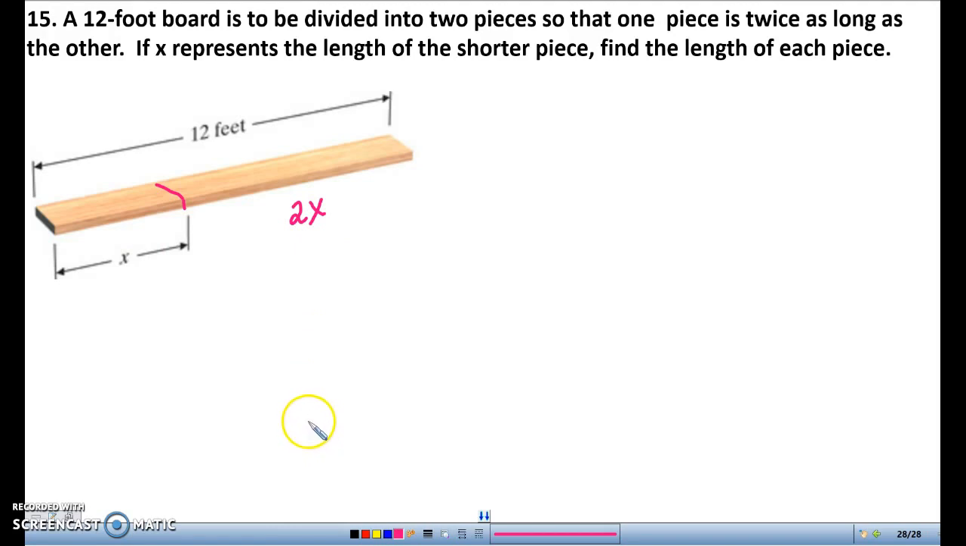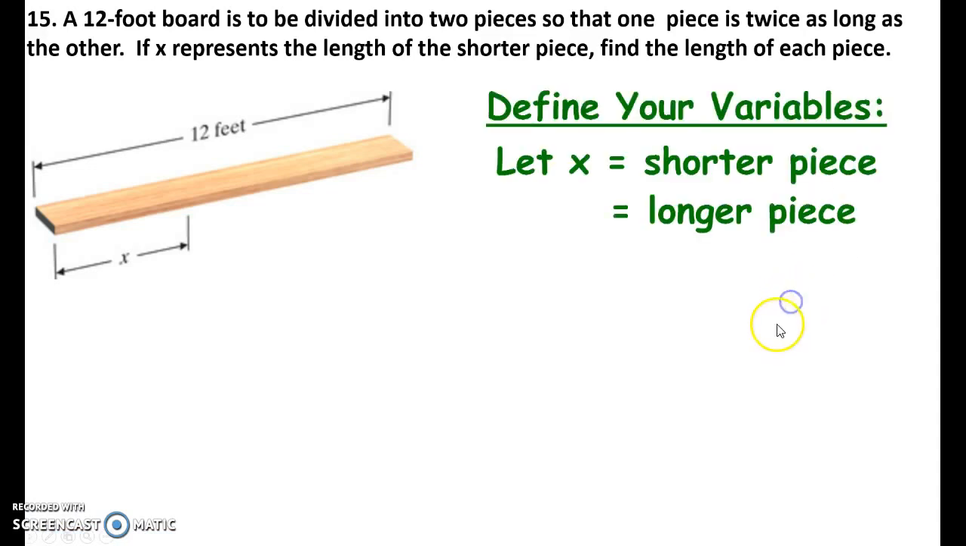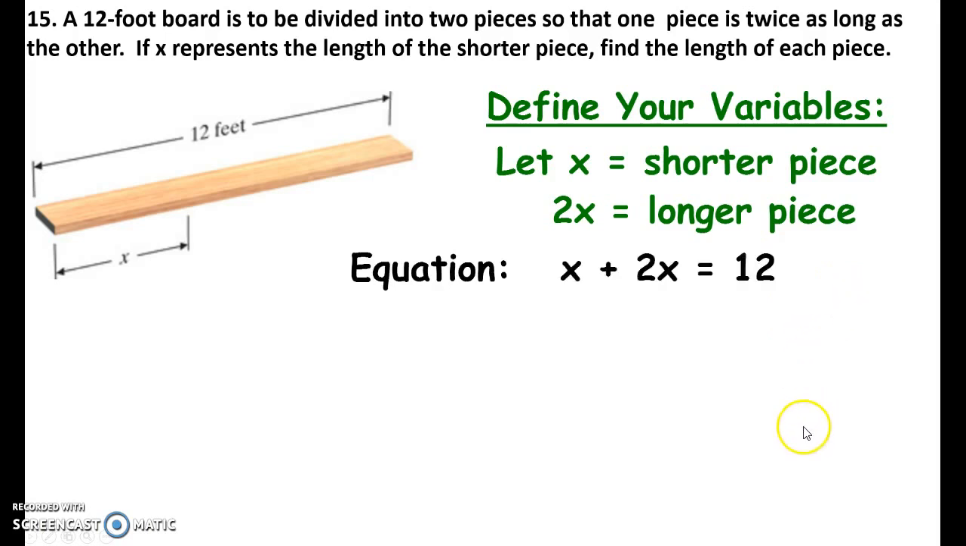How do you write your equation? Yeah, if you take the shorter piece plus the longer piece, that should equal 12 feet. There's your equation. x plus 2x is 3x. Divide both sides by 3. And x equals 4 what?